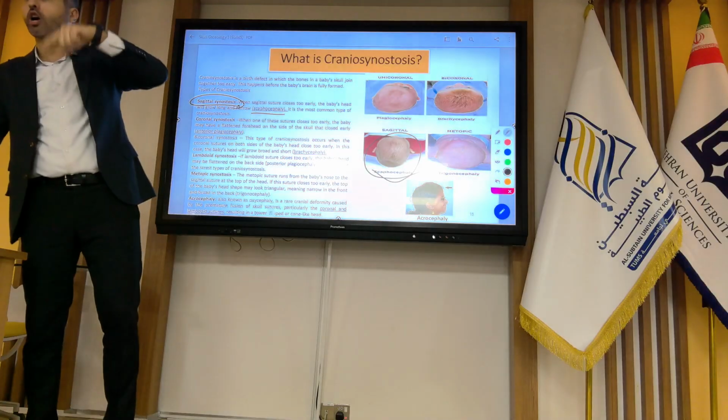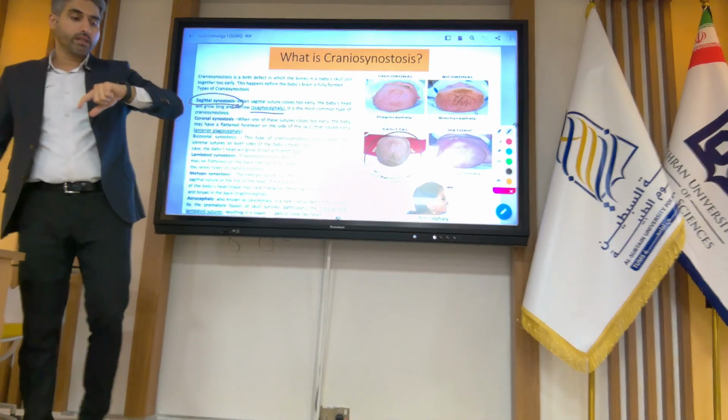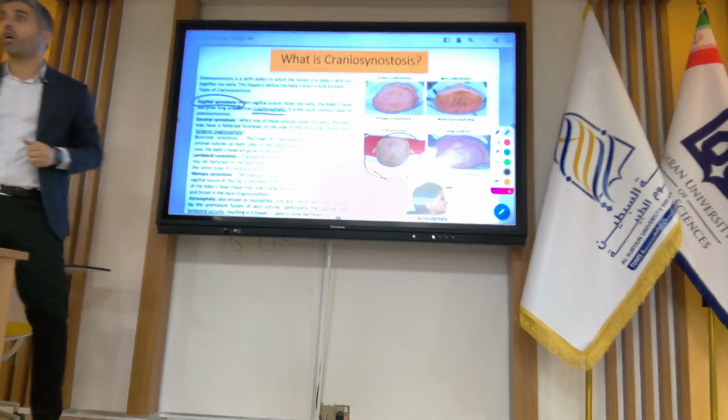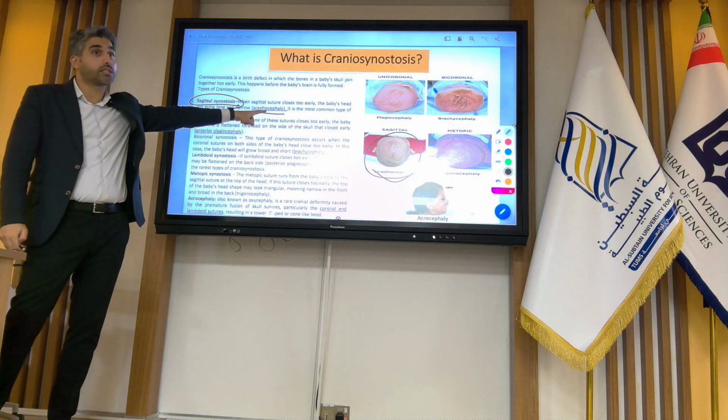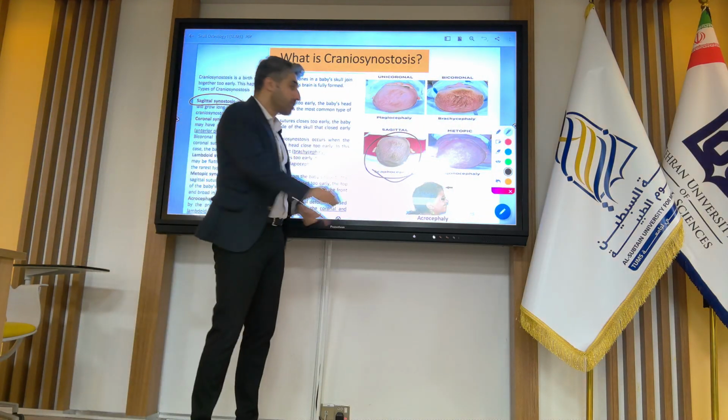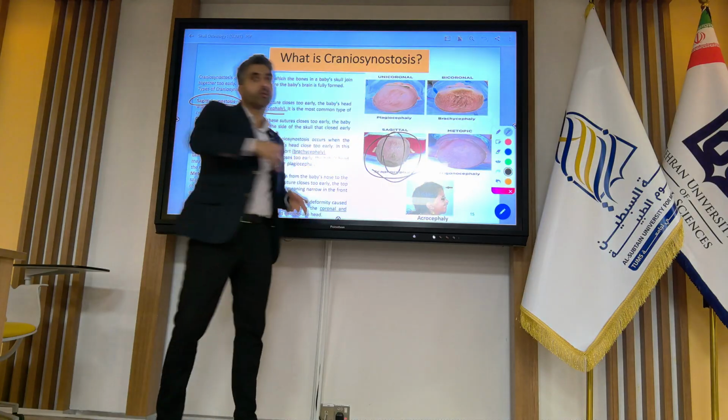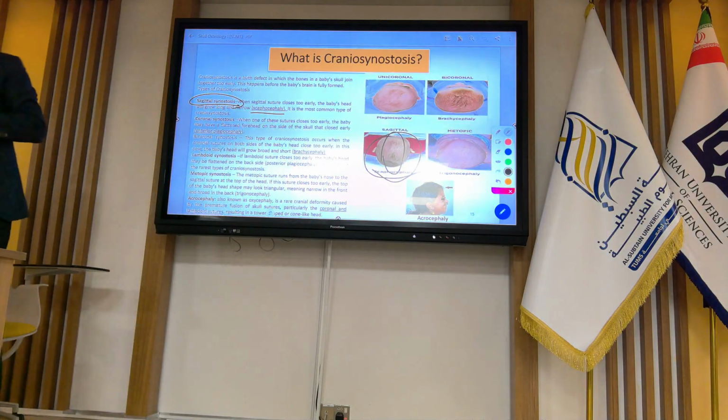This is the most common type of craniosynostosis. We call it scaphocephaly. Look at the picture. The brain becomes long and narrow. Scaphocephaly.